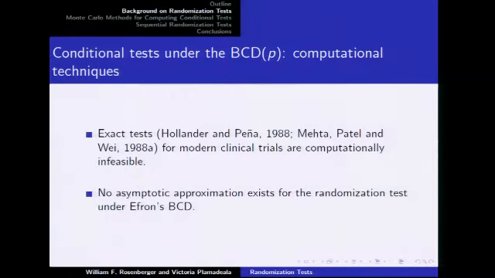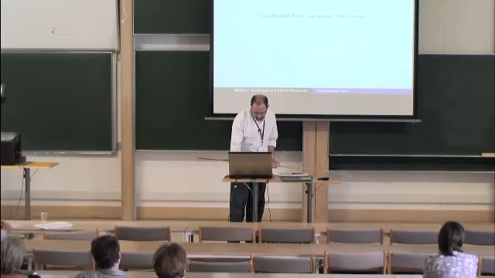In some cases, the randomization test actually has an asymptotically normal limit. Under Efron's biased coin design, you don't, because it's actually a Markov chain that has a discrete steady state limit. So you don't get a normal approximation. So it's not entirely clear what to do here.